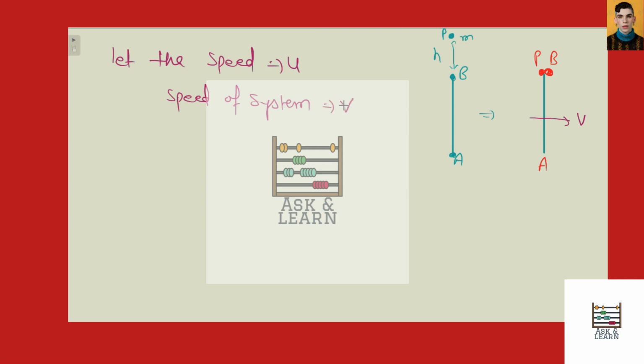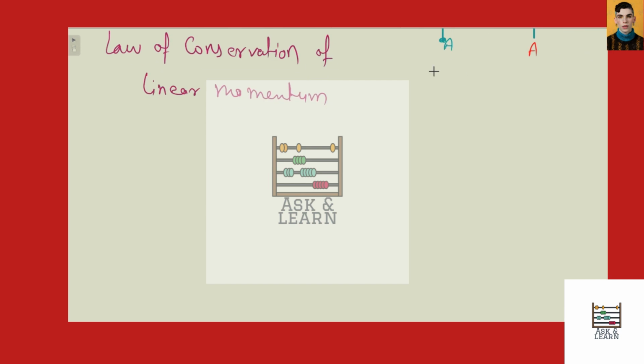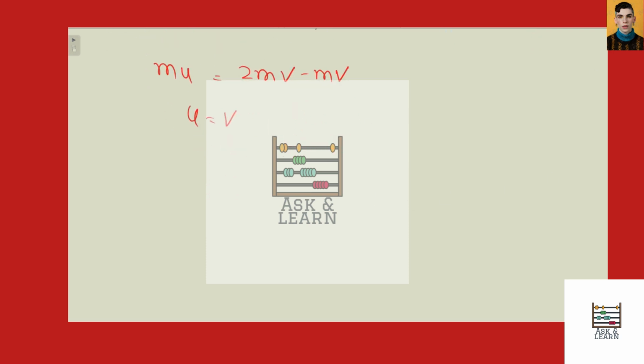So by applying the law of conservation of linear momentum, we can say that the initial momentum is equal to the final linear momentum. So the initial momentum is mu, and finally it is 2 times mv, this being the linear momentum of particles P and B. So from here we get u is equal to v. We know that velocity u is written as under root of 2gh.